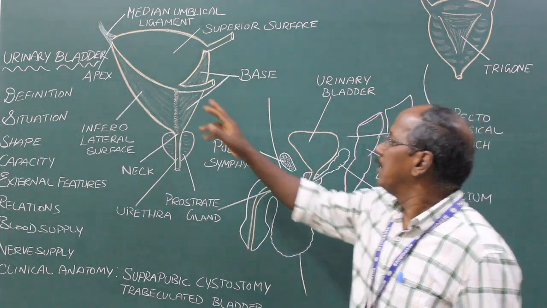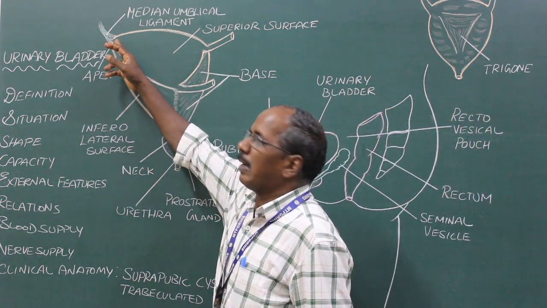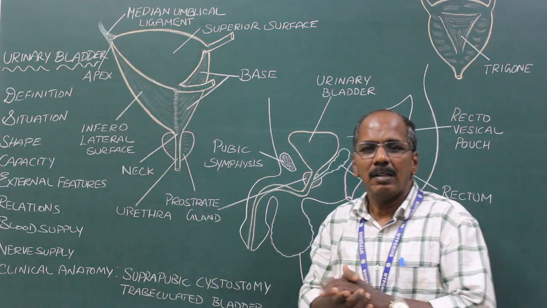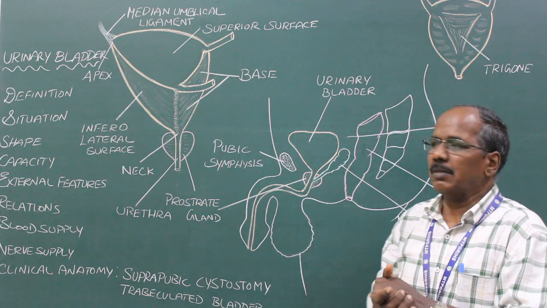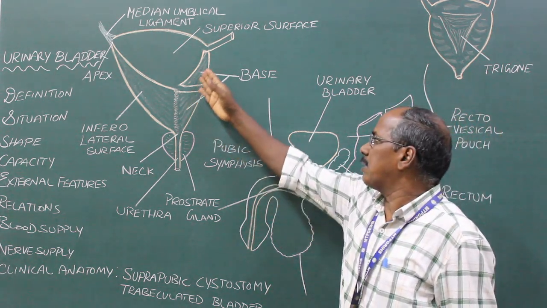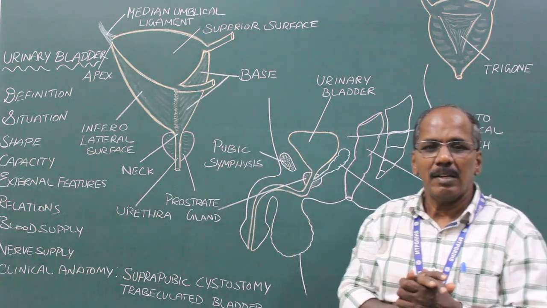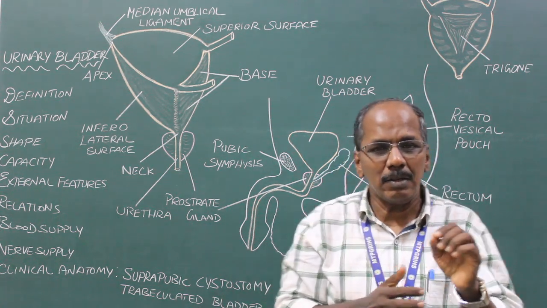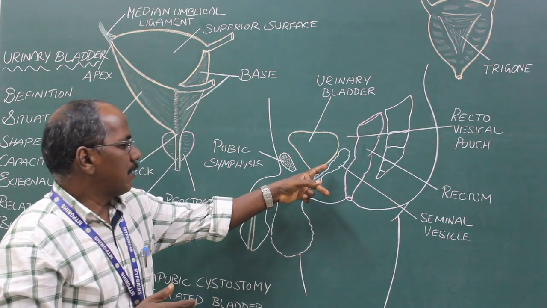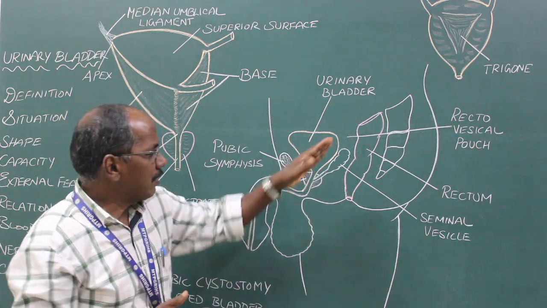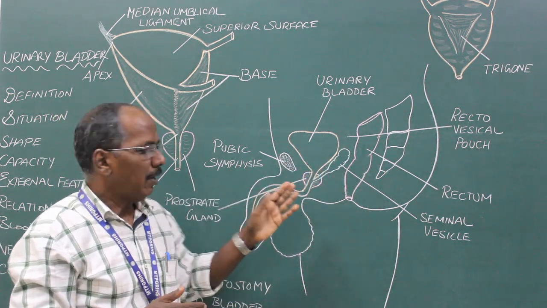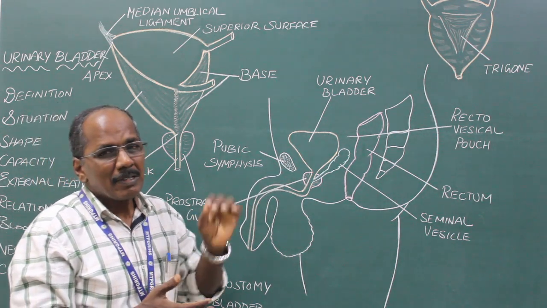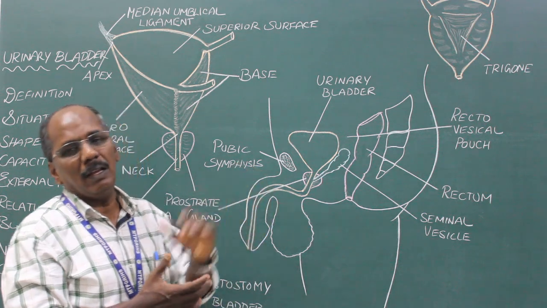Apex: the apex gives attachment for the median umbilical ligament, that is a remnant of the urachus. The base or posterior surface is triangular in shape and it is related to the seminal vesicle and vas deferens in case of male, and to the cervix of the uterus in female.